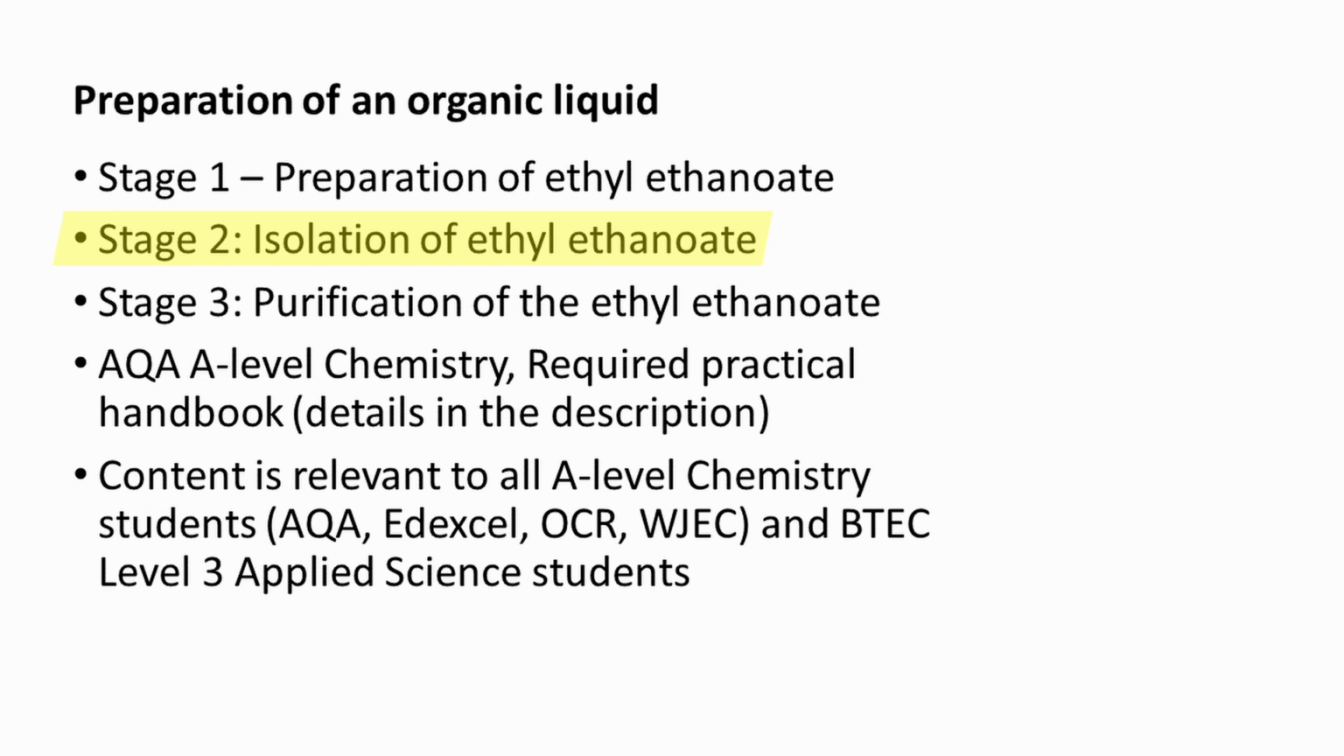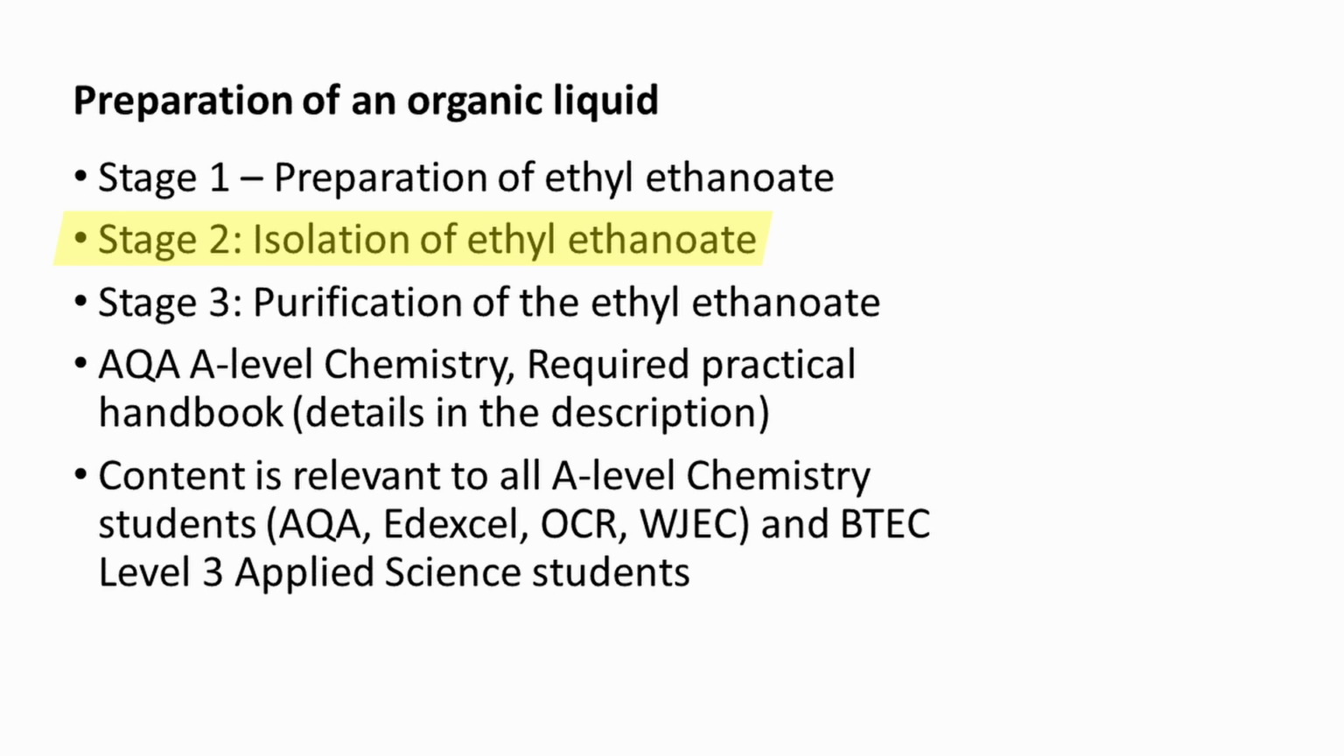In this video, I'll show you the balanced equation for the synthesis and identify unwanted compounds that could be present at the end of stage 1. I will also explain how unwanted products can be removed with a separating funnel. I will refer to the procedures given in the AQA A-level chemistry required practical handbook. The content of this video is relevant to all A-level chemistry students as well as BTEC Level 3 applied science students.